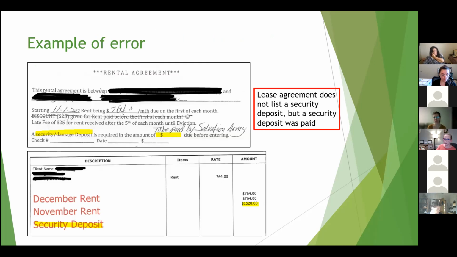So here's an example of an error. We have the lease where it says the security deposit is to be paid by Salvation Army, so the agency, but it doesn't list an amount. So that's actually not sufficient. Because the amount is not listed in the lease, that security deposit is not eligible to be paid with funds. So in a situation like this, where the lease doesn't say an amount, but a payment was actually made, those funds would need to be returned. So the lease has to say what the amount is.